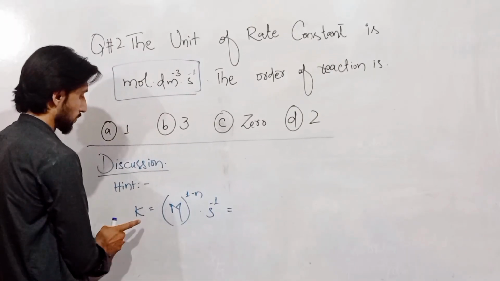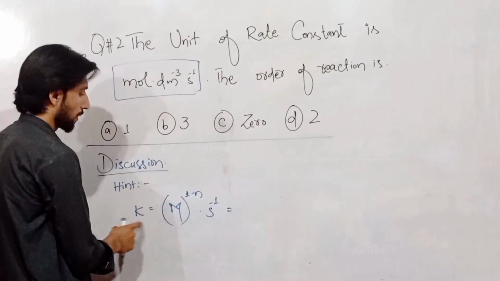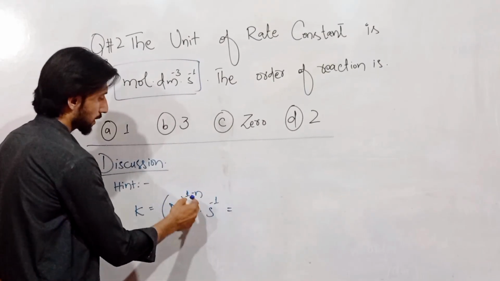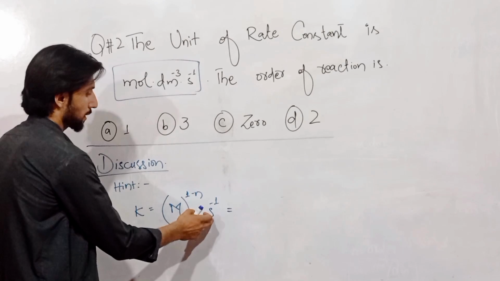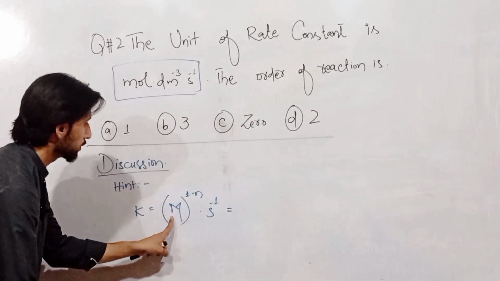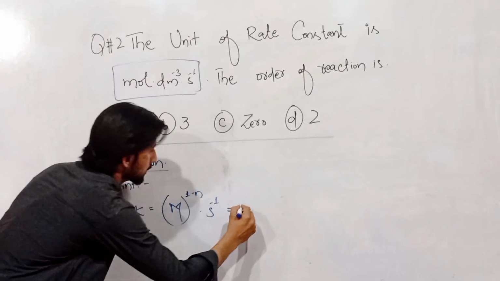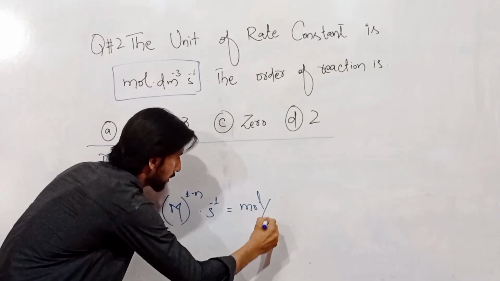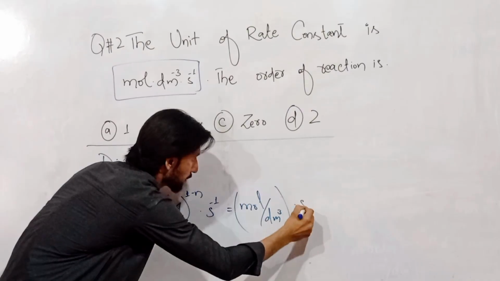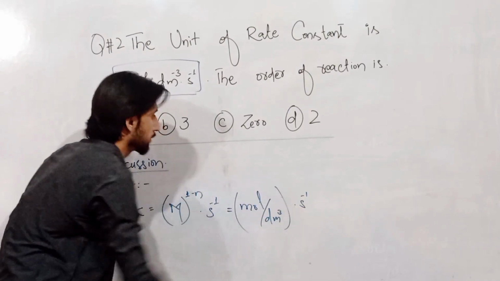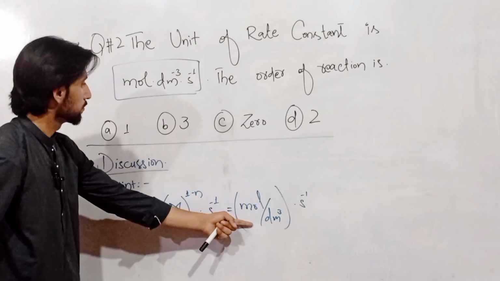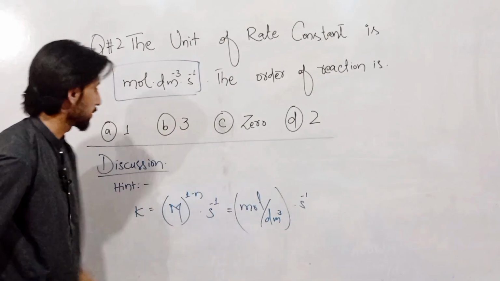As we know, the units of k is equal to molarity^(1 minus n), where n is the order of reaction, per second. Here M means molarity. What is molarity? Molarity is mole per dm cube, and per second is also over here. So this is equal to mole per dm cube per second.